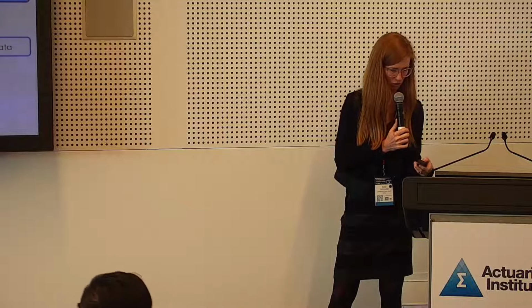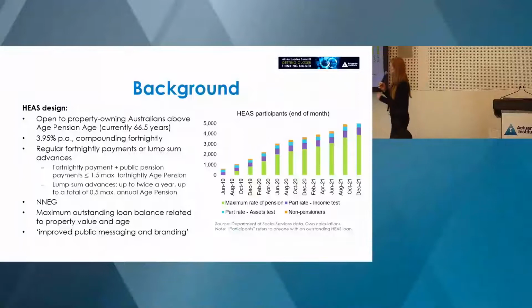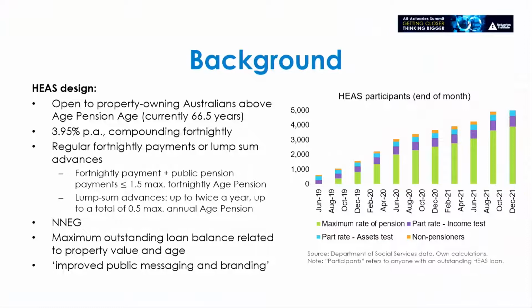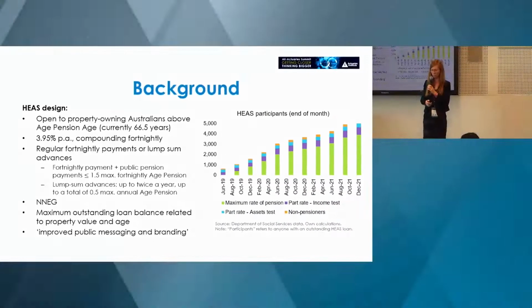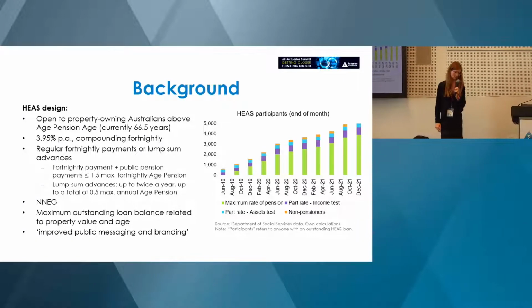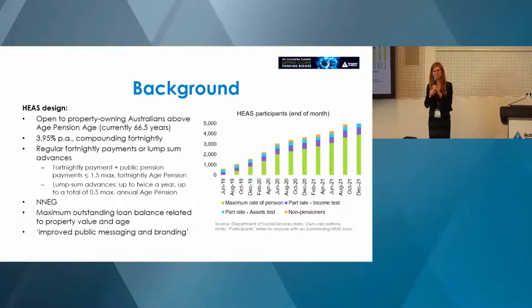So what's really a key thing, and that's what you learn when you do modeling like this, a key feature of the home equity access scheme is the maximum outstanding loan balance related to the property value. And as I said earlier, that starts maybe at 15% and goes up to 67.5% at age 85 when it caps out.